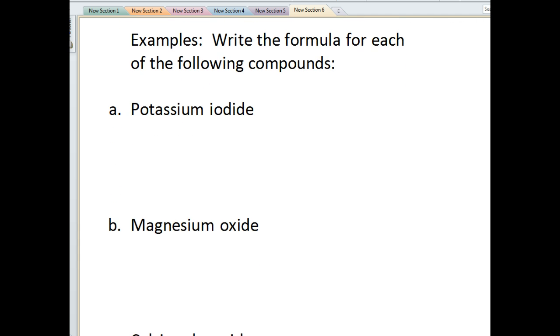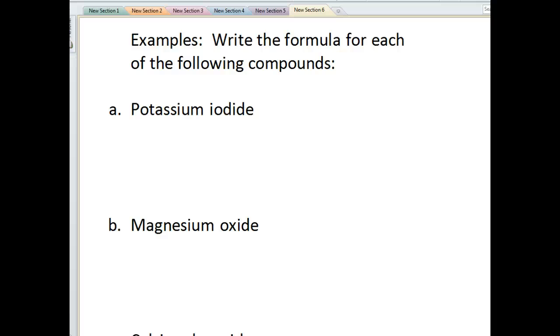Now what we're going to do is we're going to learn how to write the formulas for each of the following compounds. And I've given you names here, and then you're going to write the formula. So the example says write the formula for both of them. So very first one here, we have potassium iodide that we're going to learn how to write this formula for.